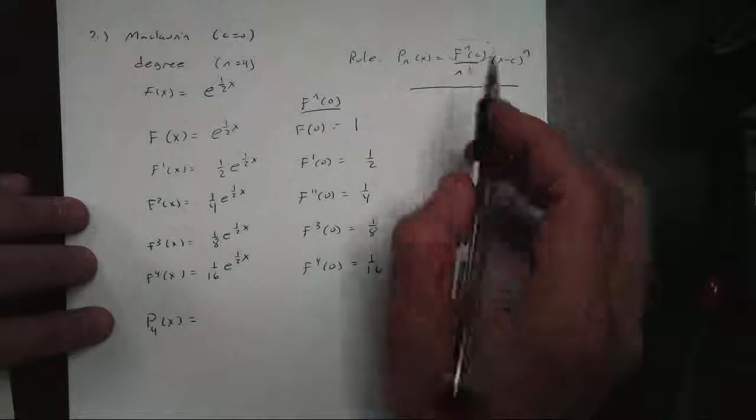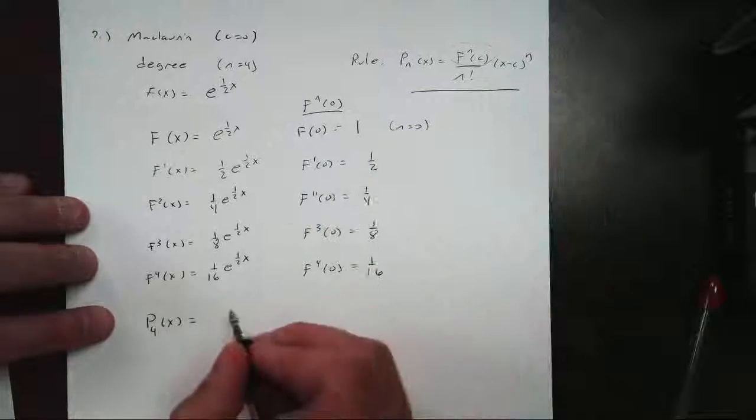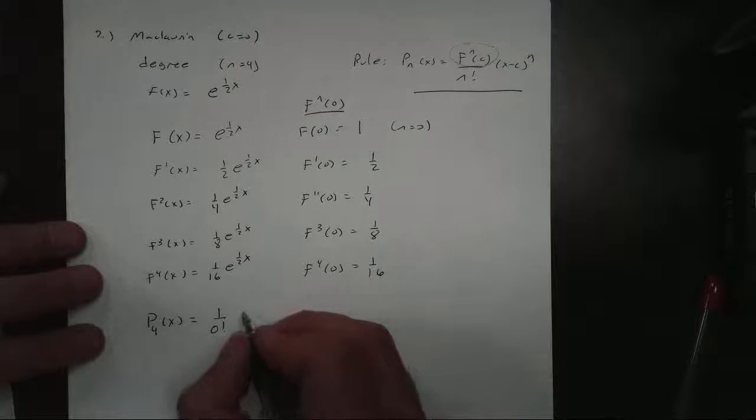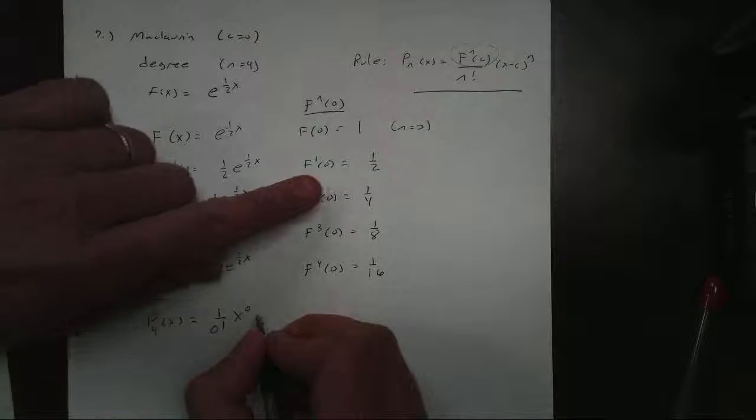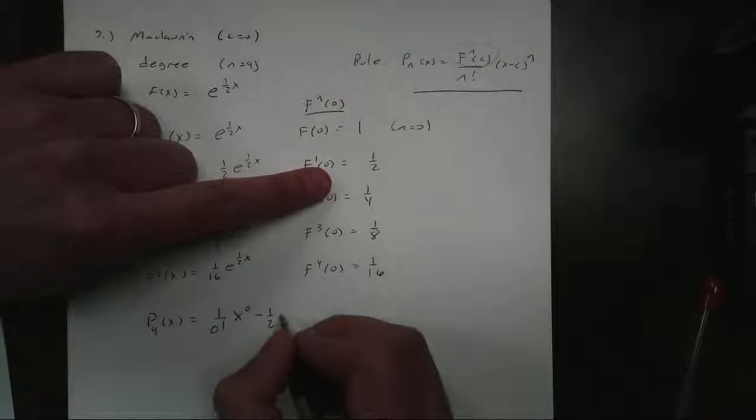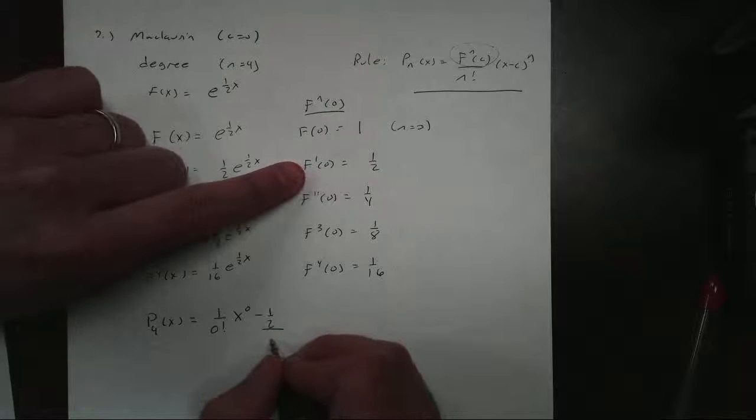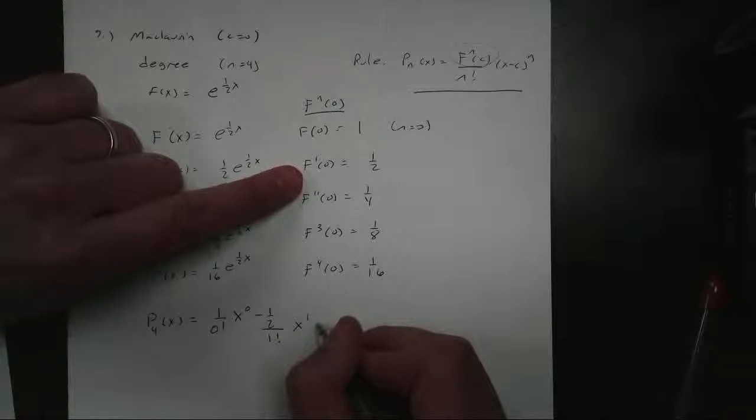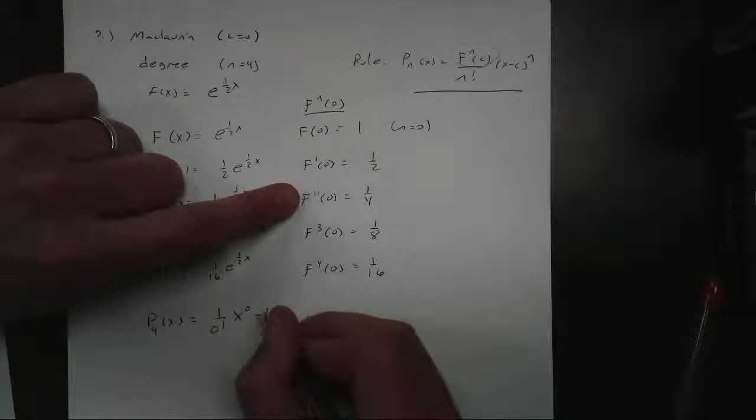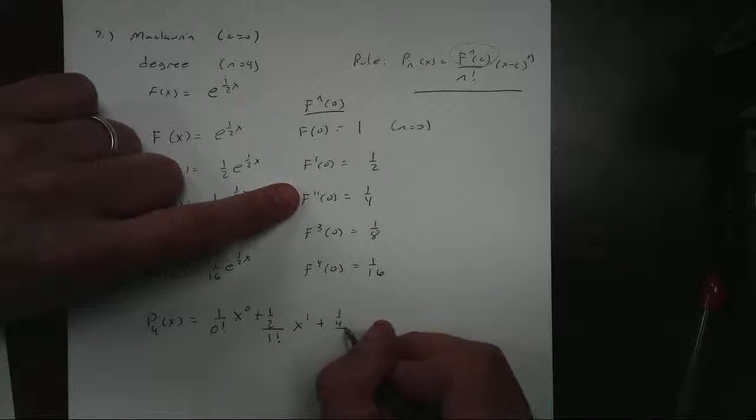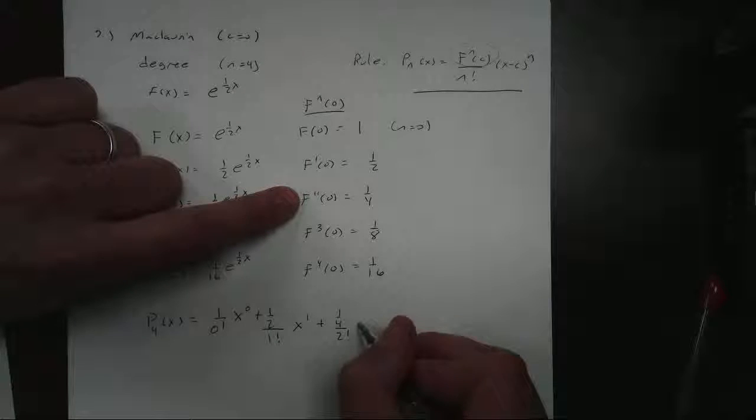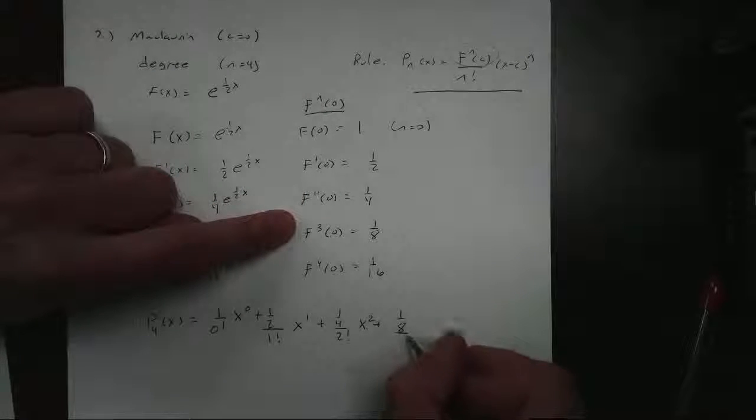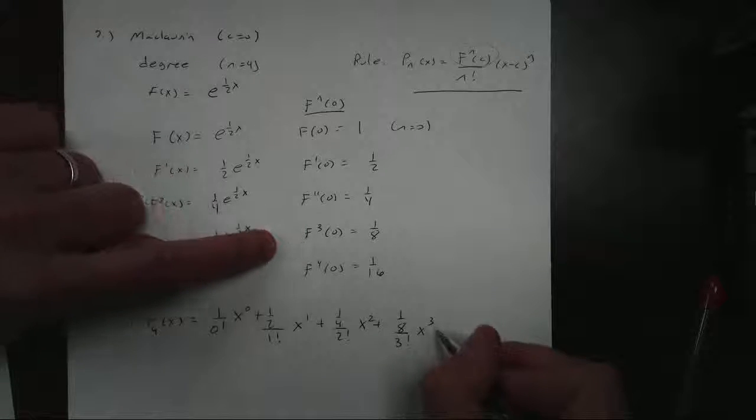So I plug it all in. This becomes 1. Now recall, this is n equals 0, so we're going to go 1 over 0 factorial, like the 0th derivative, just the function, times x to the 0, plus 1/2 over 1 factorial. We'll talk about all this stuff in a second. And this is going to be x to the first, plus 1/4 over 2 factorial, and this becomes x squared, plus 1/8 over 3 factorial x cubed.